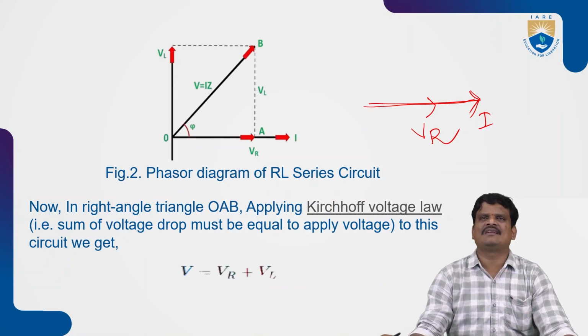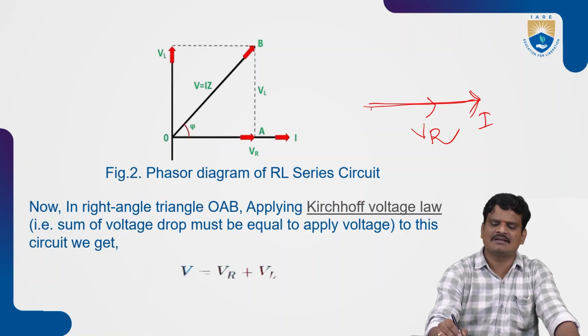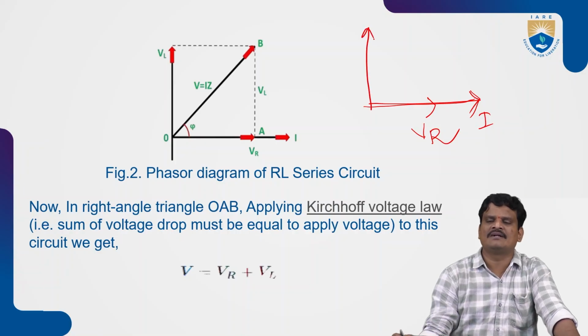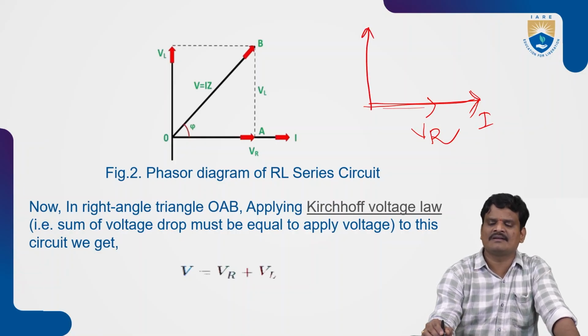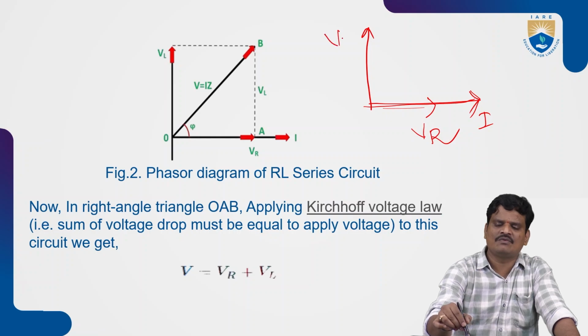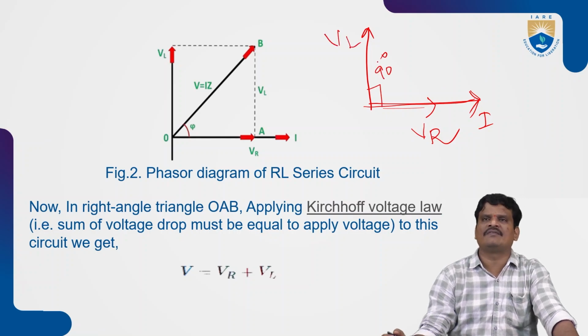Now coming to the next element, the inductor. What is the property of an inductor? Current will always lag the voltage by how many degrees? 90 degrees. Lagging is nothing but being in the backside. So this is the current reference I have taken. Current should lag the voltage by 90 degrees, and this is the property of an inductor.